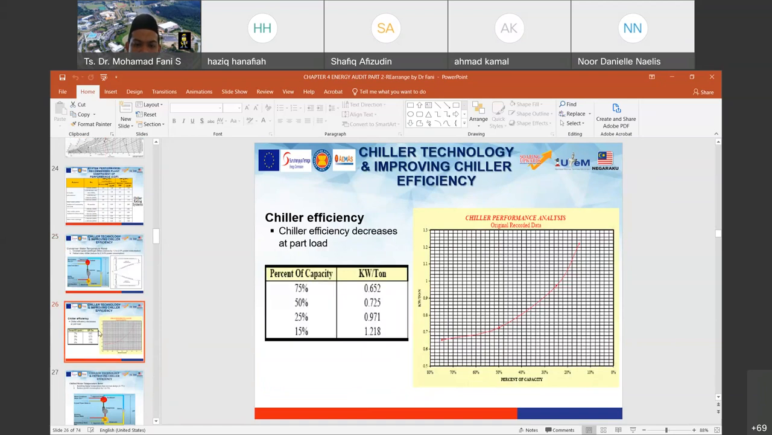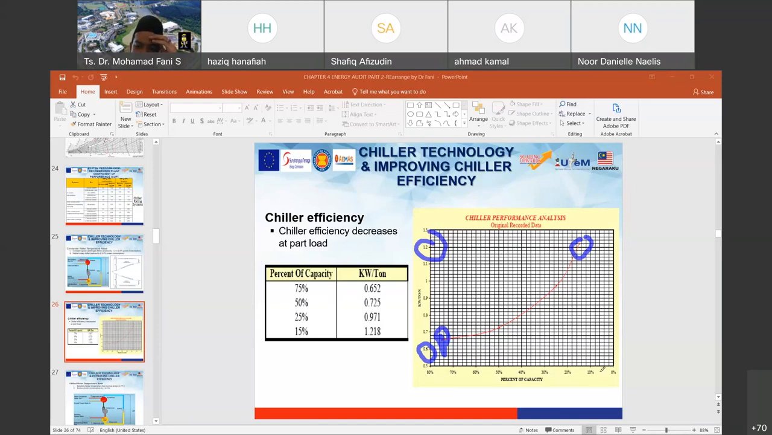Chiller efficiency, normally chiller efficiency decreases at part load. Okay, chiller efficiency decreases when the load increases. So if you have a very huge cooling load to supply the cooling capacity, the chiller efficiency will decrease. That is proven by this graph. Percent of capacity is increased, and also here look at the numbers. This one is very efficient if the cooling load is lower. When we increase the cooling load to a certain percent of capacity, the chiller efficiency decreases at part load.